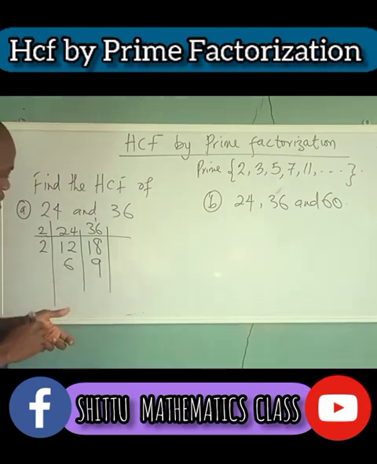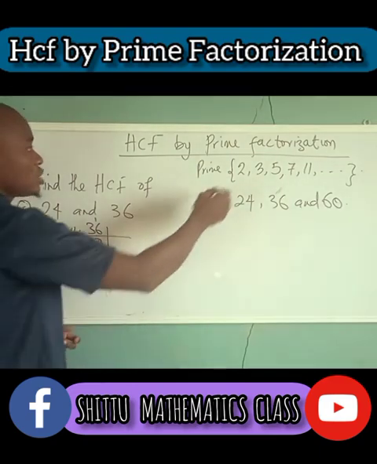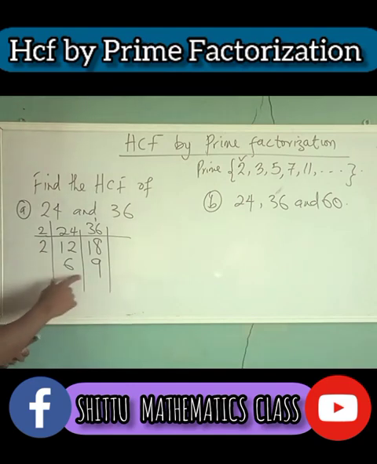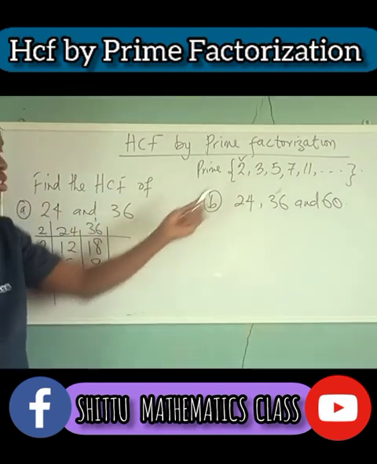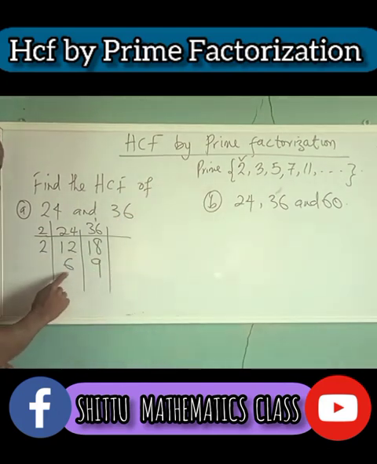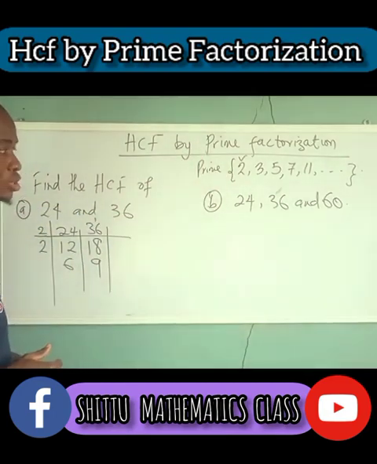So now what is the next thing to do? When you look at this, we have 6 here, we have 9 here. Can we still use this 2? No, because 9 is not divisible by 2. It's only 6 that is divisible by 2. But the number we are going to use is the one that goes in 6 without remainder, and also goes in 9 without remainder. So definitely we can no longer use 2.